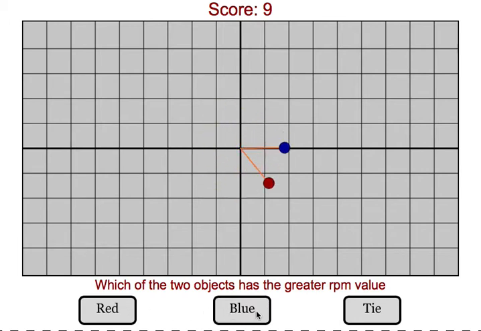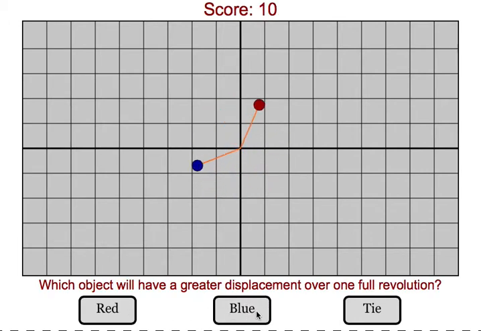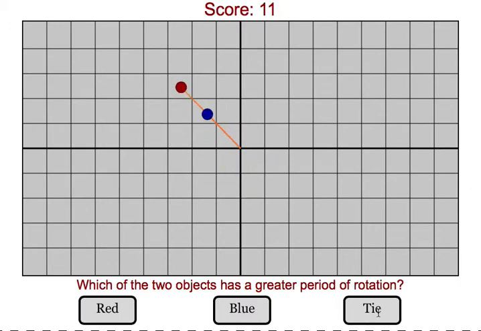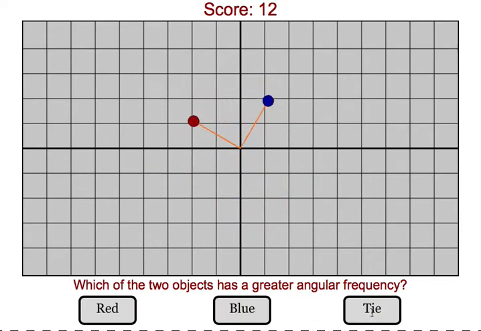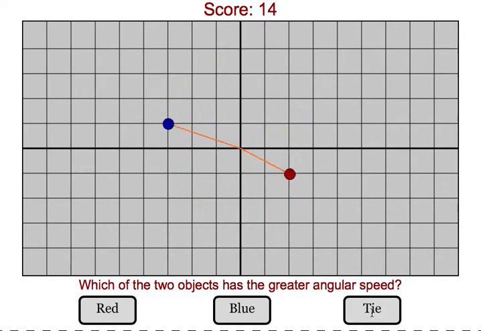Greater RPM, obviously the blue. Greater displacement, they have the same size circle, so that's a tie. Greater period, period is the time for one cycle. Again, they're linked, so it's a tie. Angular frequency, tie. RPMs, tie.